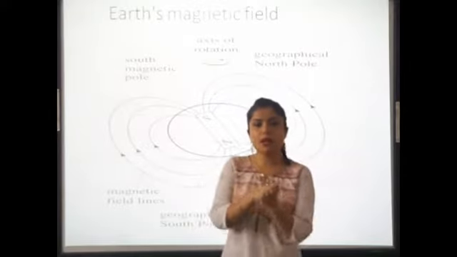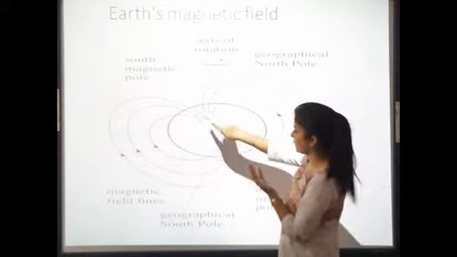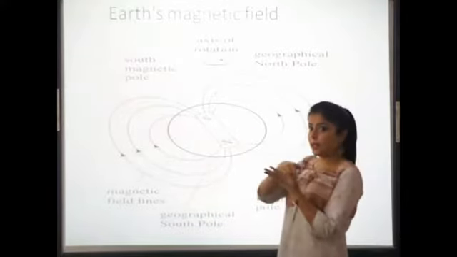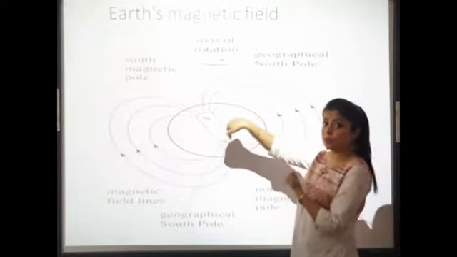If you place a compass, the North pole of the compass will point towards the South pole of the Earth's magnet, and the tail, which is the South pole of that compass, will point towards the North pole of the Earth's magnet.